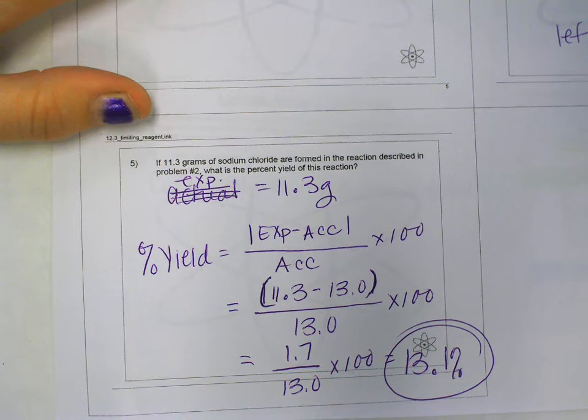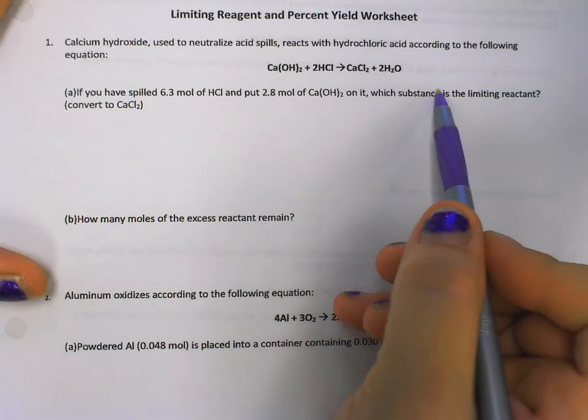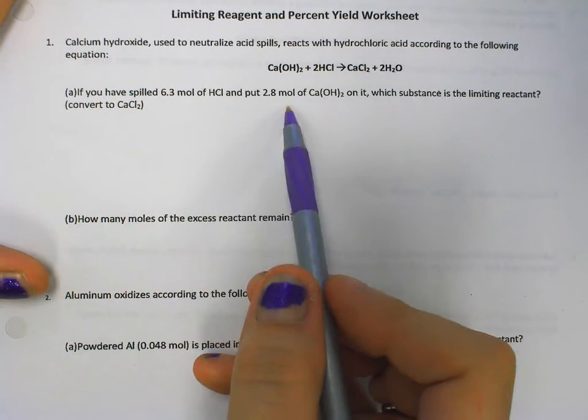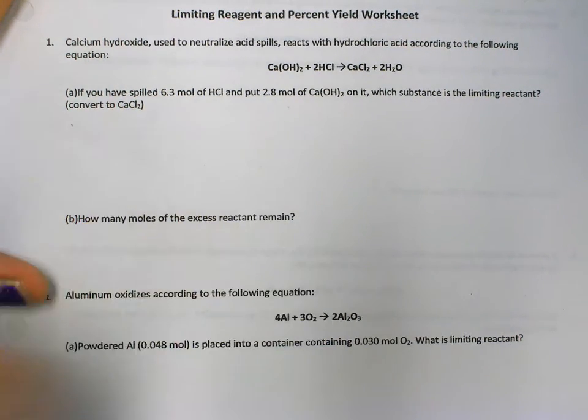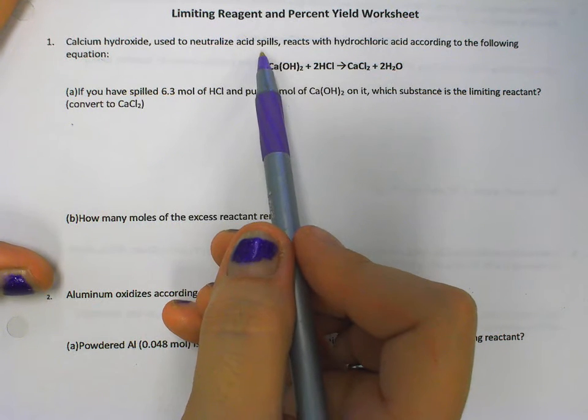All right, so let's set this aside. Then you can go back and pause, restart, whatever you need to do. And we're going to take a look at our worksheet here. All right, our worksheet already has a balanced equation on it, and it gives us two different amounts here. So question A says calcium hydroxide is used to neutralize acid spills. It reacts according to the following equation.